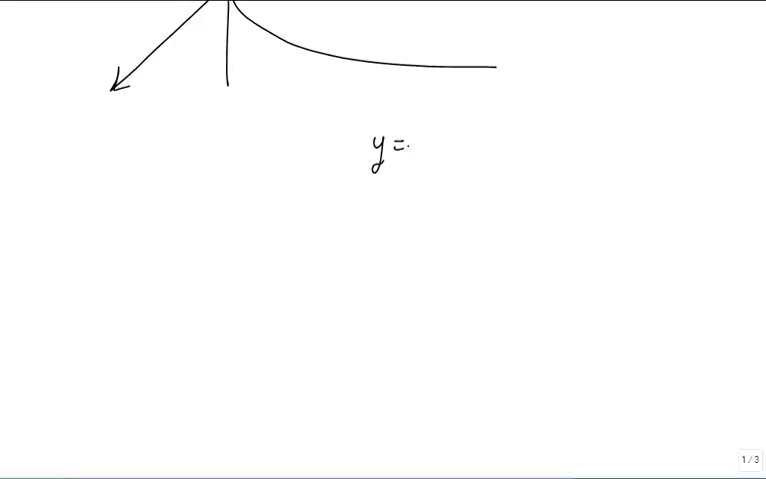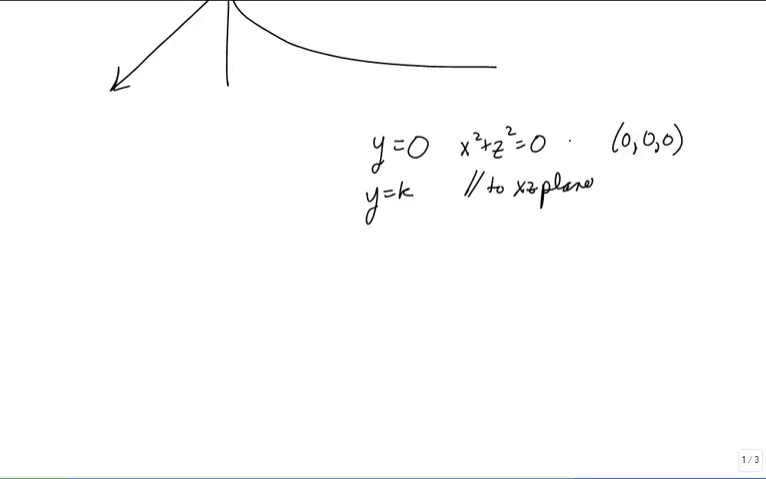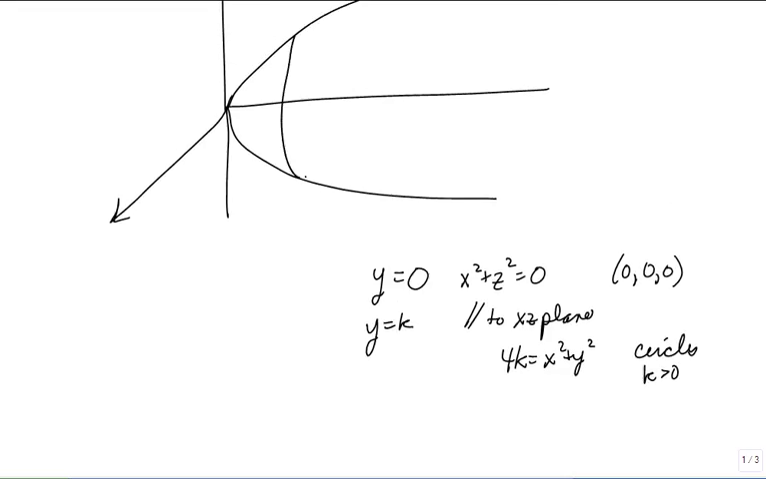Alright, if y equals 0, we get x squared plus y squared equals 0, so we just get the point 0, 0, 0. So if y equals k, that's parallel to the XZ plane. We get 4k equals x squared plus y squared. We get circles if k is bigger than 0. So we get circles.